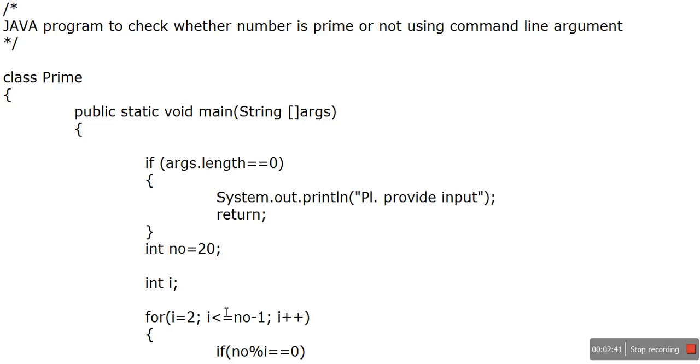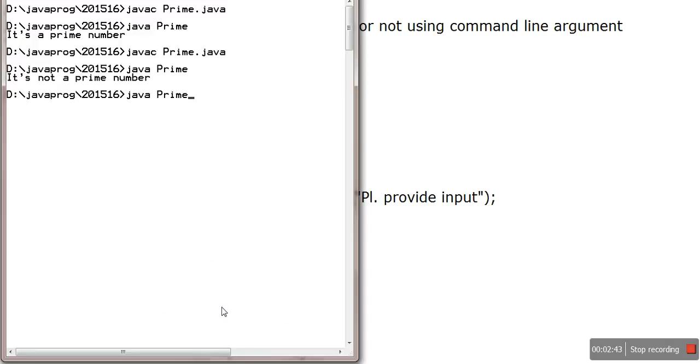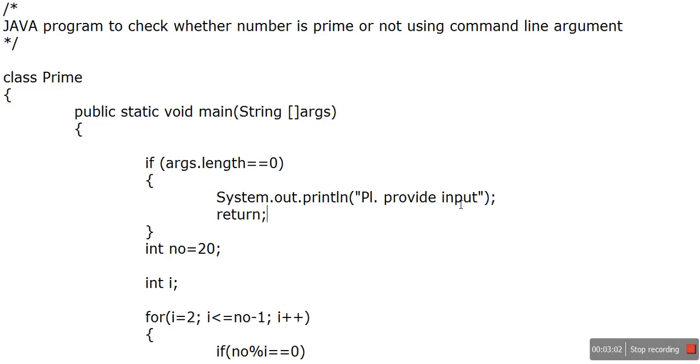So let me save this, go to the command line, and compile this. As said, there is no error. Let me run it without giving any input. See what it says: please provide input. In this way you can check whether a number is entered by the user or not. Now let me go ahead with one more concept.